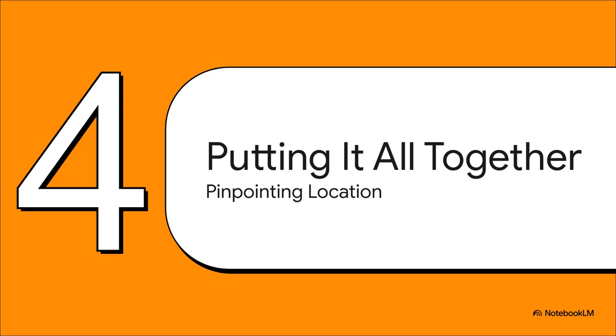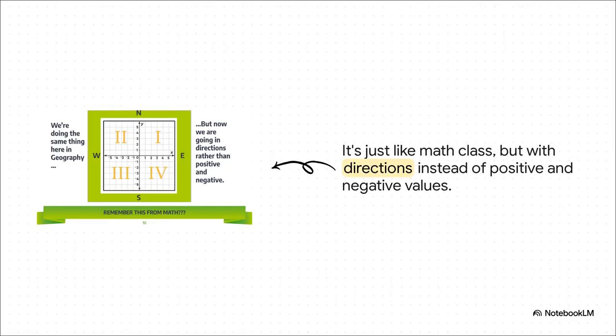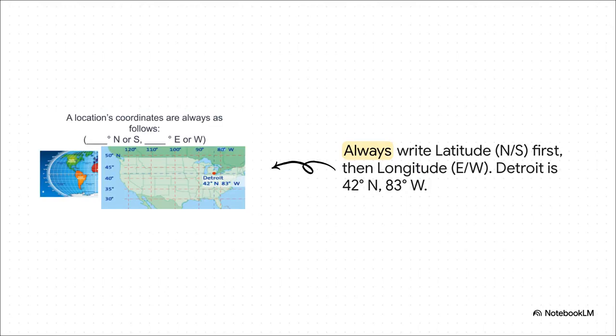Okay, I want you to think back to math class for a second. Remember plotting points on a graph with an x and a y-axis? Well, guess what? This is exactly the same idea. Instead of a positive x-axis, we just say east. Instead of a negative x, we say west. North takes the place of positive y, and south takes the place of negative y. It's that simple.